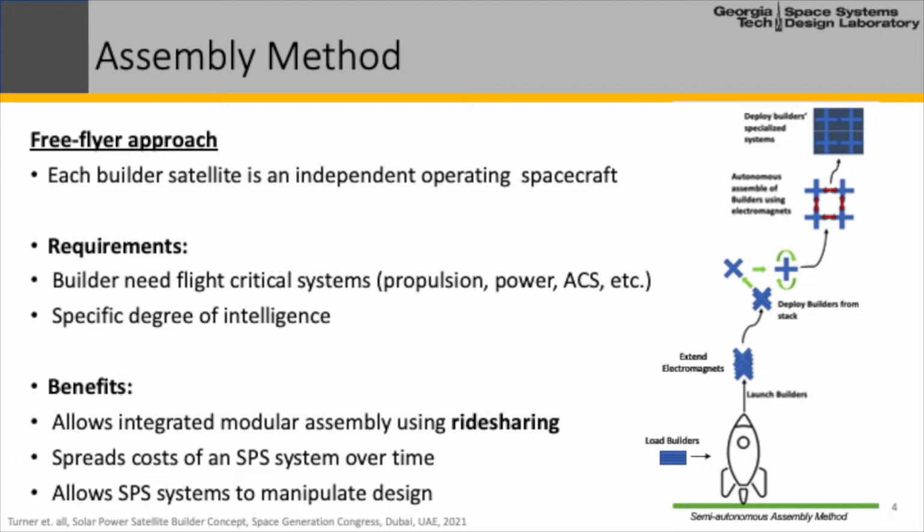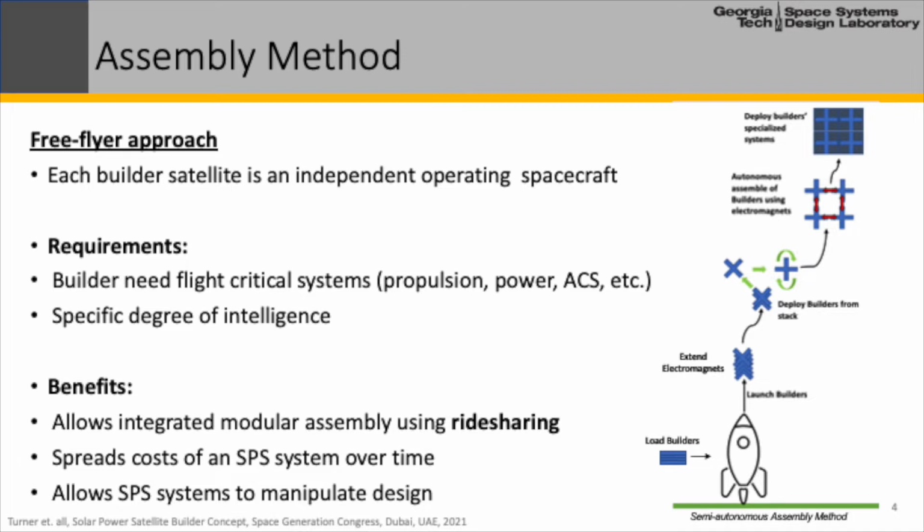The idea being that each builder satellite can maneuver in space in coordination with other builder satellites and then connect to each other to form a large space structure, i.e. a solar power satellite. This technique does have a few requirements, one being that each builder satellite needs flight critical systems, and the other being that each builder satellite needs to have its own specific degree of intelligence.